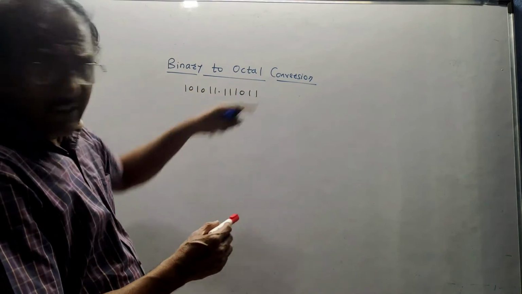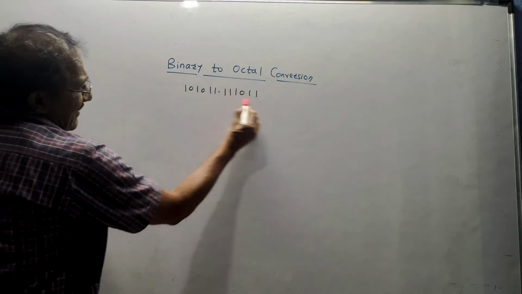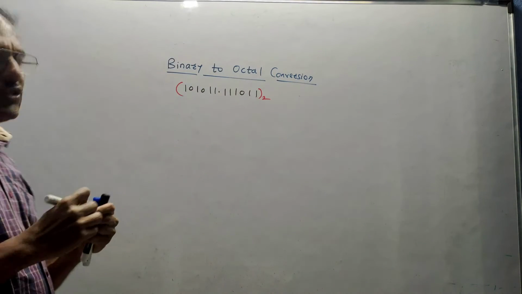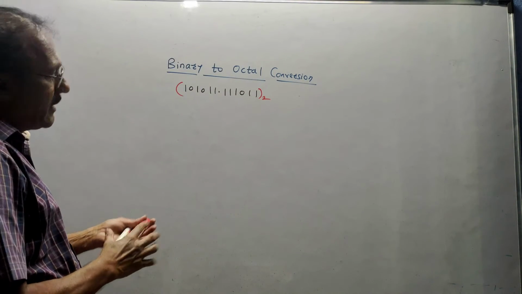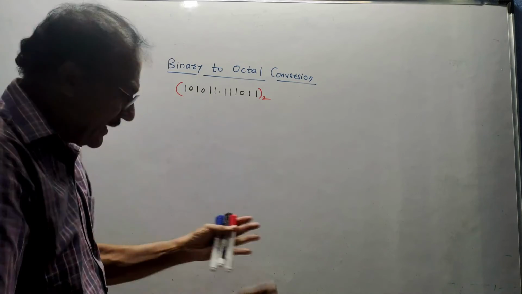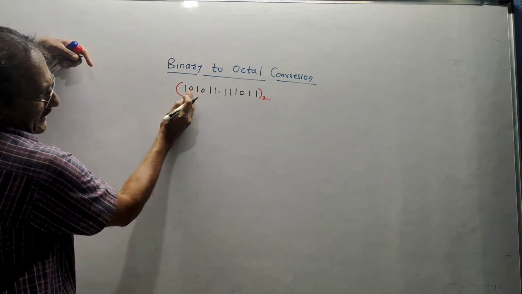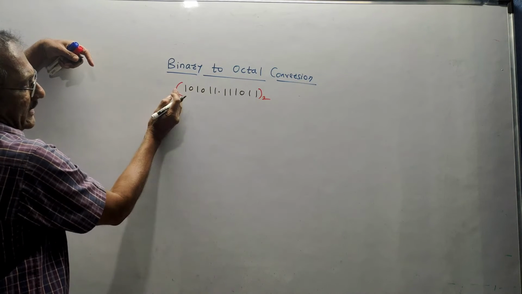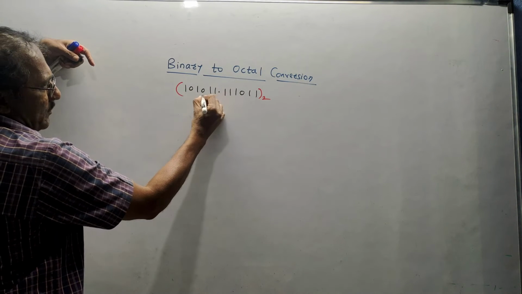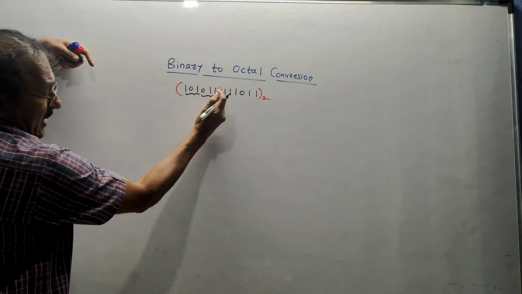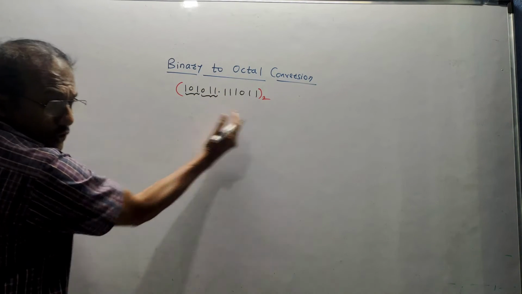So binary to octal conversion. Suppose this is the given number which is in the form of binary. I will tell you the simplest technique to convert it into octal number. Make a group of 3 bits. How to do it? Consider the bits before the decimal point. So I will have to form the group of 3 like this. Start from right to left.